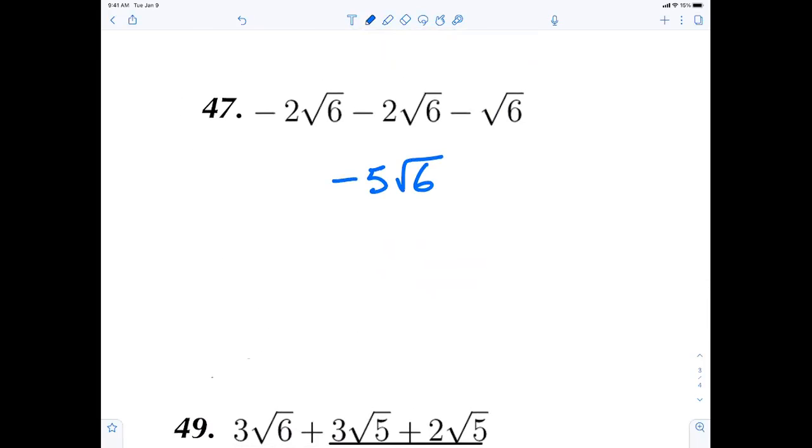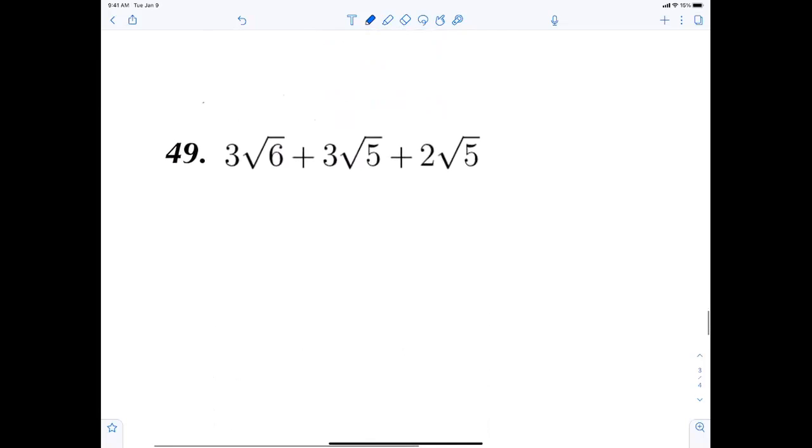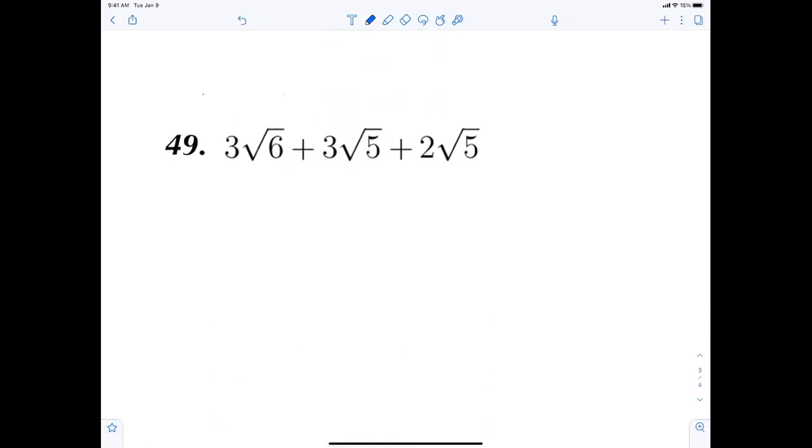All right, again, for those of you guys who are having a little bit of issues, remember, that is a 1. Okay, here we go. 49. 3 radical 6, 5 radical 5. Yeah, I'm telling you, it's easy. 3 radical 6 plus 5 radical 5. Good practice here.